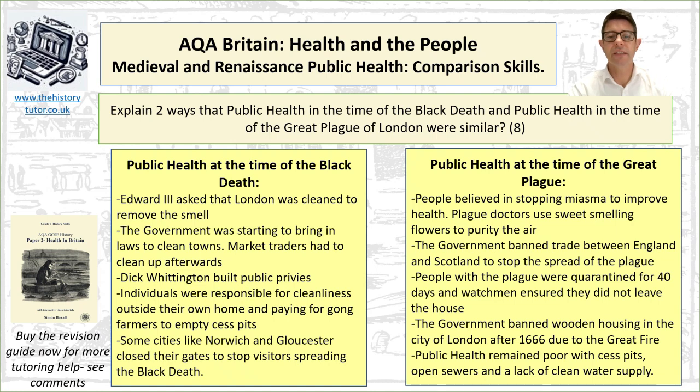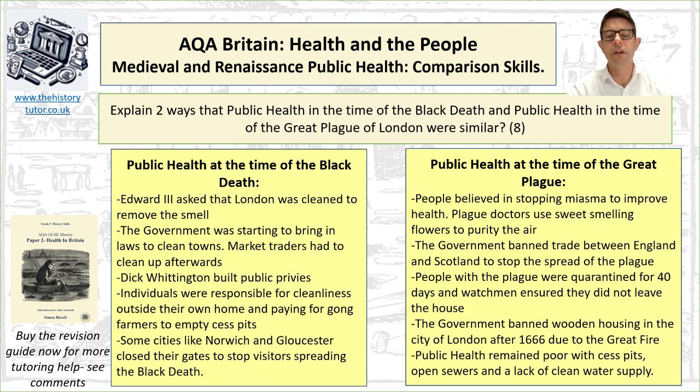Okay, so here's some of my ideas, and some of them are taken from the quiz. So in the Black Death time, we've got Edward III was asking people to clean up. We've got government was starting to take action by banning market traders from dropping waste and telling them to clean up. Dick Whittington, the Mayor of London, built privies. Individuals were responsible for cleanliness outside their home and were paying gong farmers to empty cesspits. So not just government, but individuals as well.